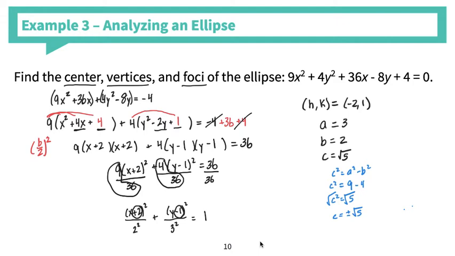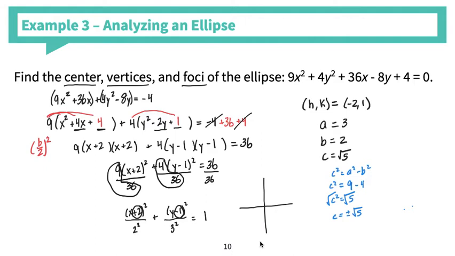Now, we're not done, though, because we need to find coordinates. The only coordinate we've found so far is the center. So let's go ahead and find the coordinates for the vertices. Now remember that the vertices are on the major axis, so I need to know the orientation of this ellipse, and I don't even necessarily need to graph it, but if it helps, you can just give yourself a picture.